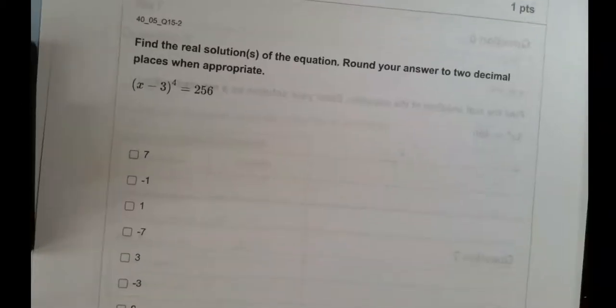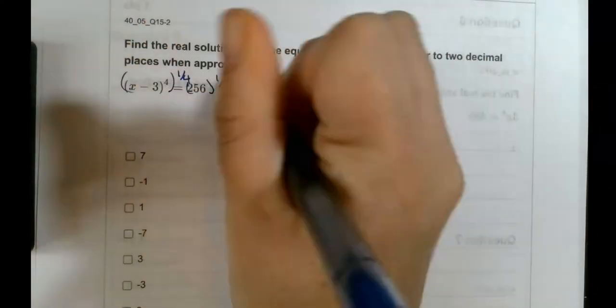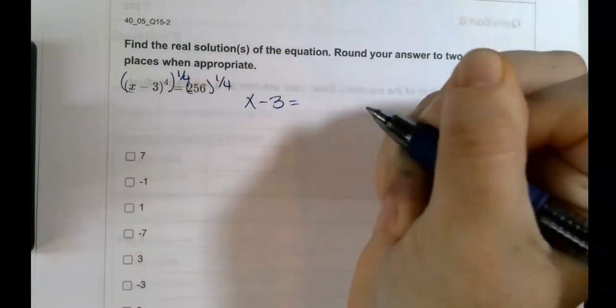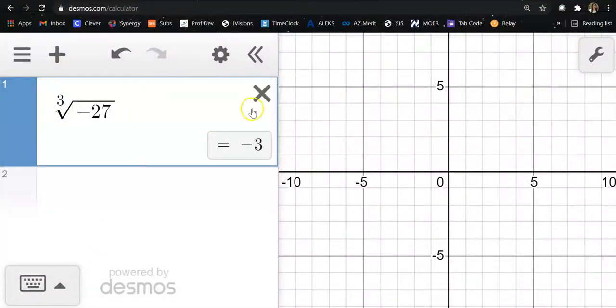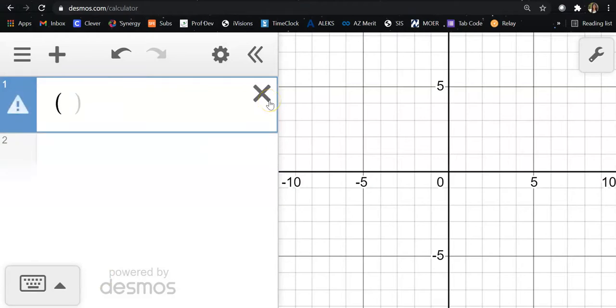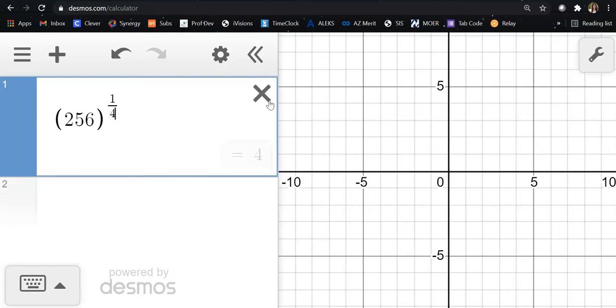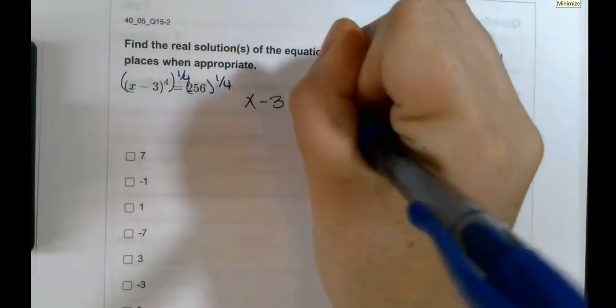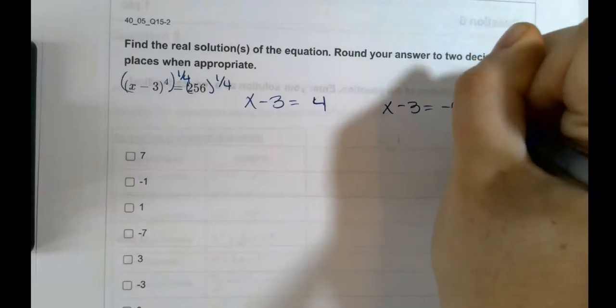Moving on, number 4, same idea, I need to solve. This one I want to find the 4th root. This gets me x minus 3 equals, let's go find the 4th root of 256, which gets me 4. Because my root is even, I'm going to have 2 answers, +4 and -4.